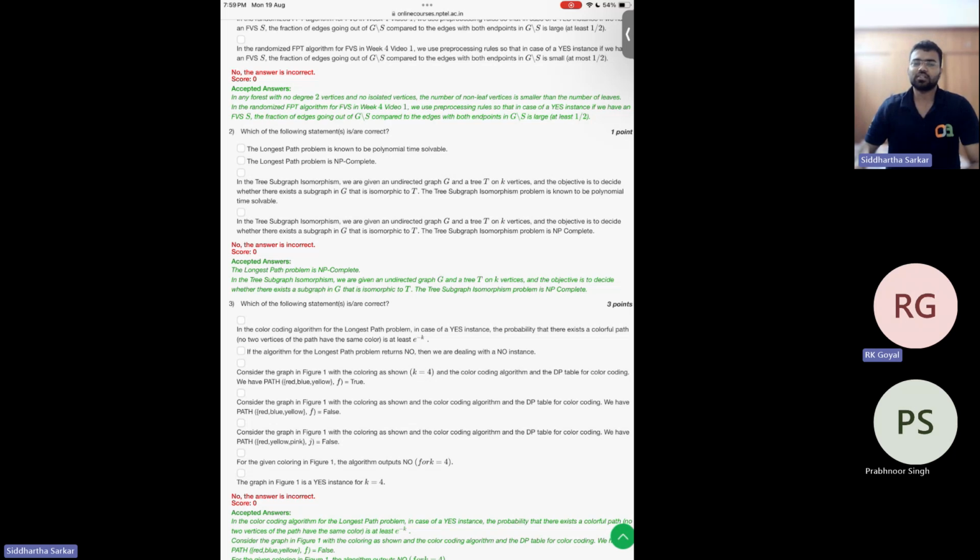I'll tell you what the context is. In this problem, they're solving the longest path problem using something called colorful paths, and probability is coming in because some randomized decisions are being made in the algorithm. They say that with high probability they are able to find the longest path in so much time. And what is that probability? That is the first question.